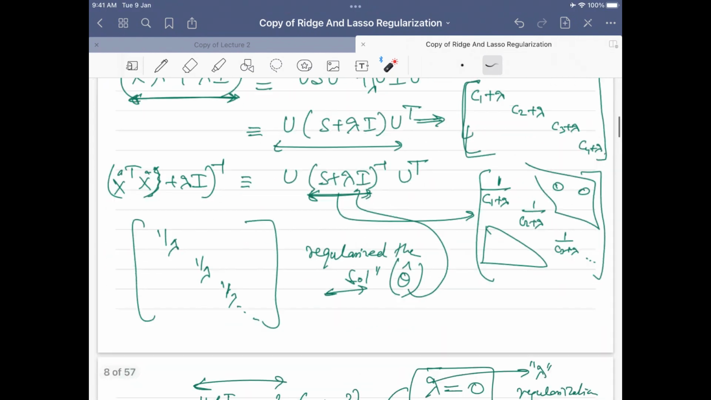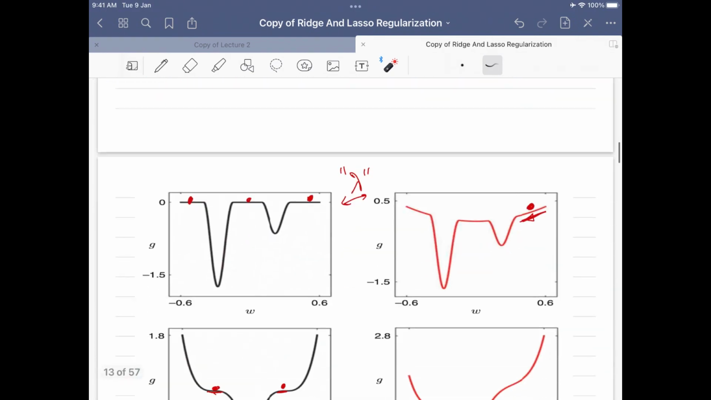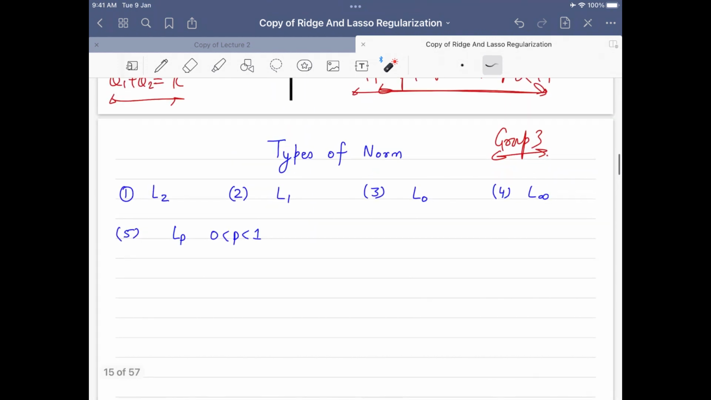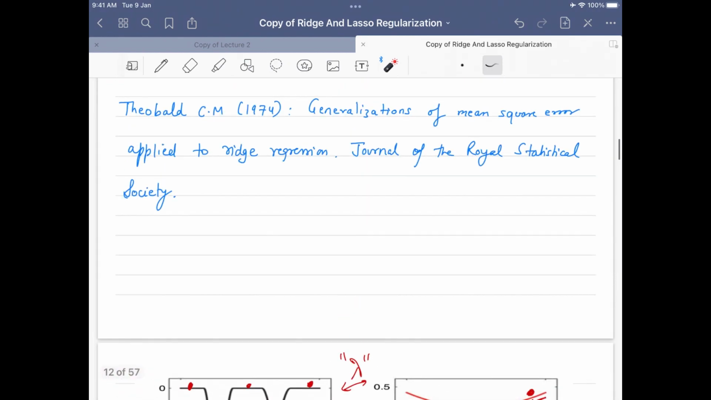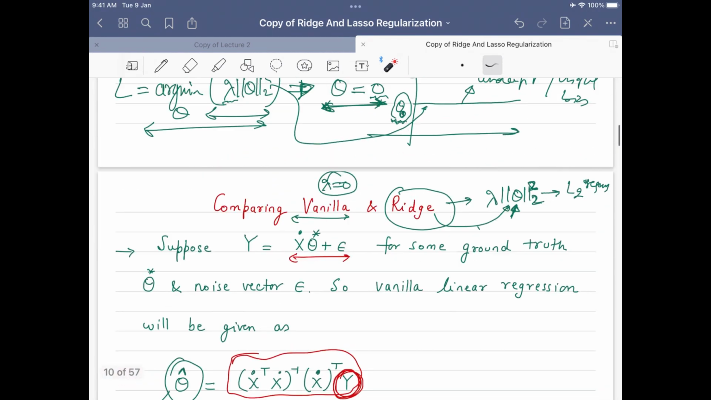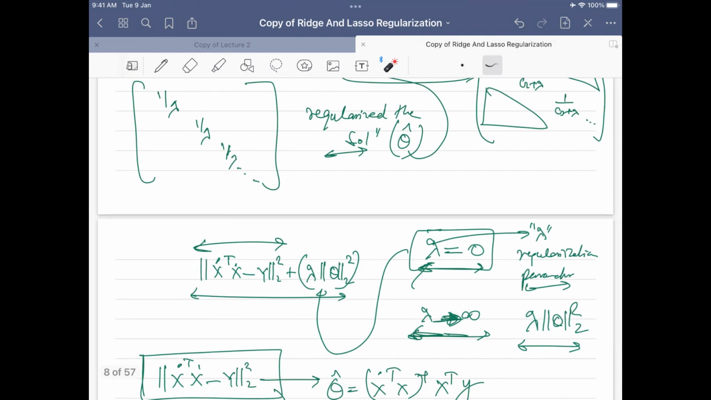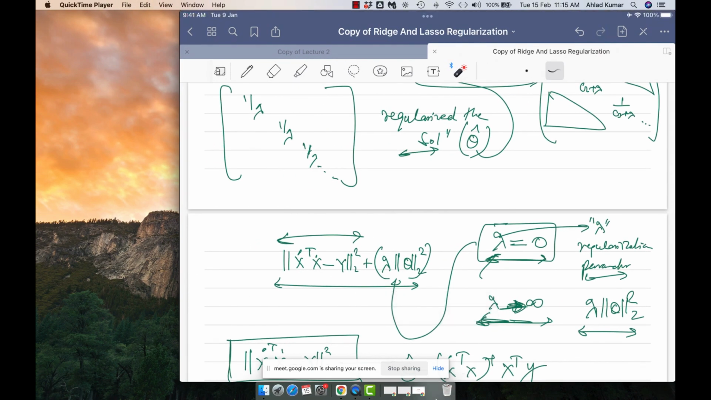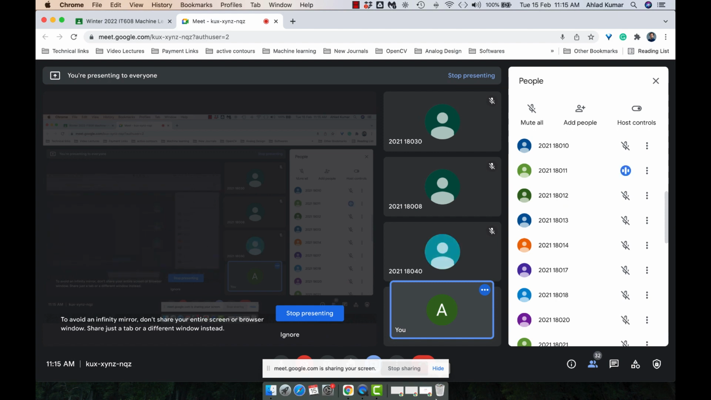But now we will see what different types of norms we have: L2 norm, L1 norm, L0 norm, L infinity norm, and Lp norm. We will discuss why we need these norms and what these different types of norms are in our next class. If you have any questions related to what I have discussed till now, you can ask me. Otherwise, I will close this class today. Any questions? No, sir. No. So are you able to follow what's going on in this particular course?